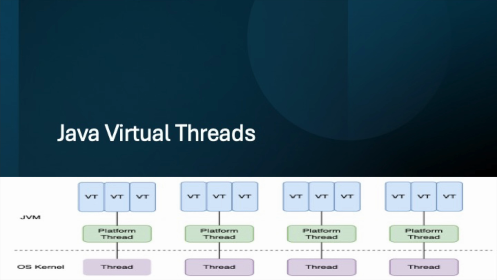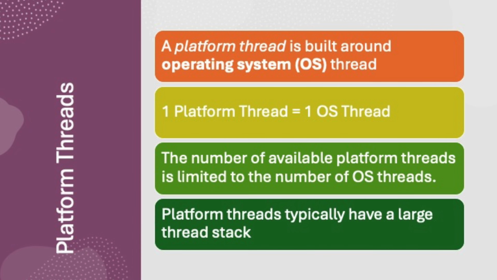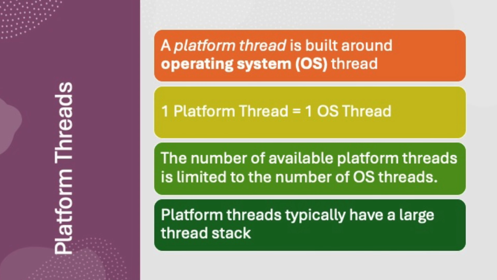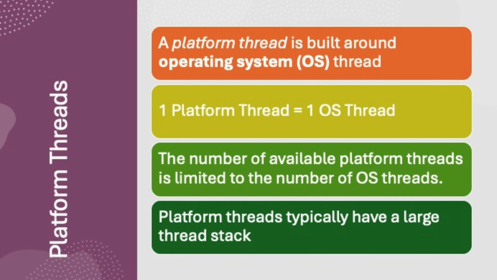Before diving into the details of virtual threads, let's first try to understand how things were handled with traditional threads, also known as platform threads. A platform thread is implemented as a thin wrapper around an OS thread. In Java, a platform thread, also known as a traditional thread, maps directly to an OS thread.